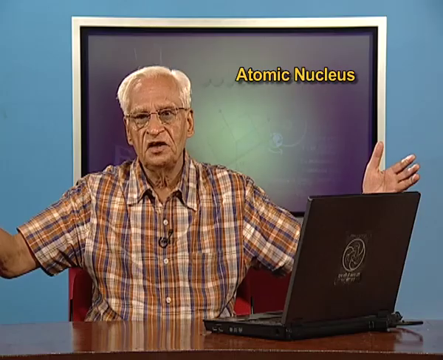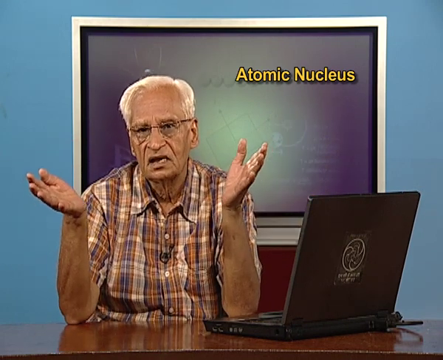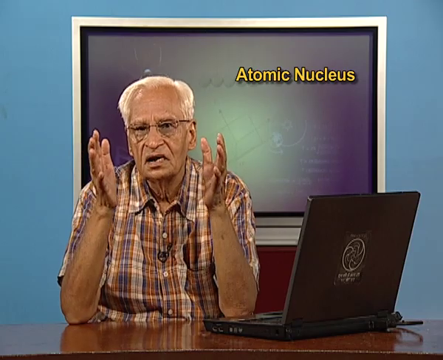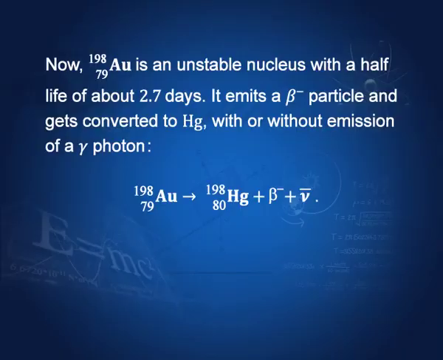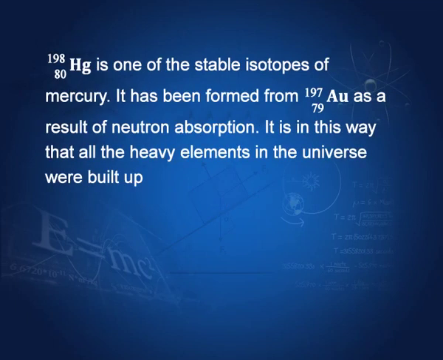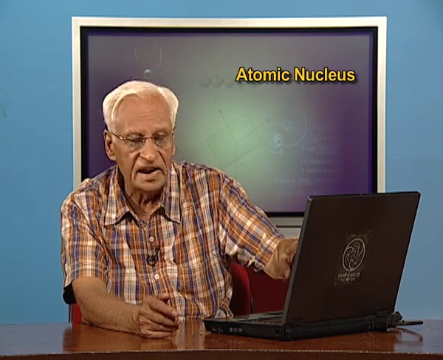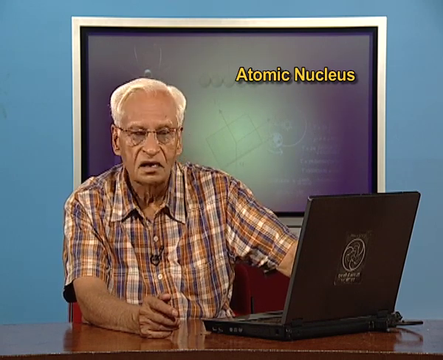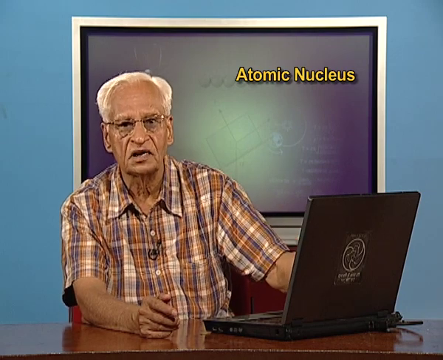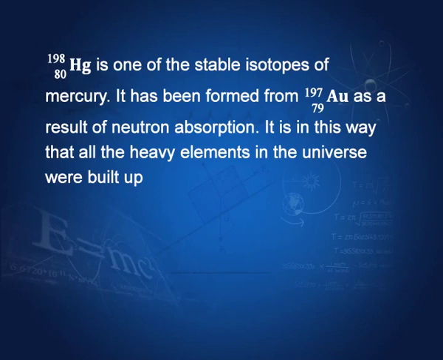Now, the gold Au-198 with atomic number 79 can also decay. I told you that if there are a large number of nucleons present in a nucleus, then the nucleus tends to be unstable. So, this gold nucleus 198 is unstable, therefore, it decays by emitting a beta particle, and this is the equation. It becomes mercury 198, atomic number 80, with the emission of an electron and an antineutrino. And since it emits an electron, one more positive charge appears, one neutron has been converted into a proton, and therefore, the atomic number of the daughter nucleus increases by 1.